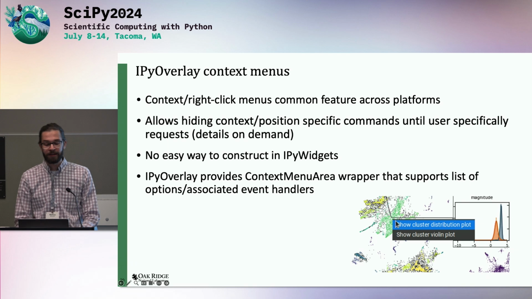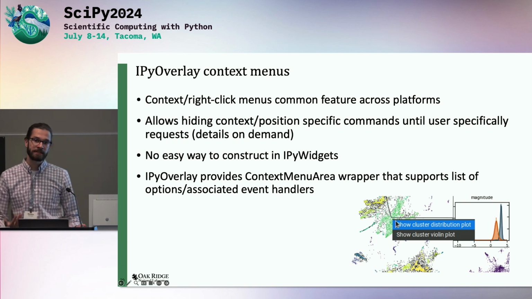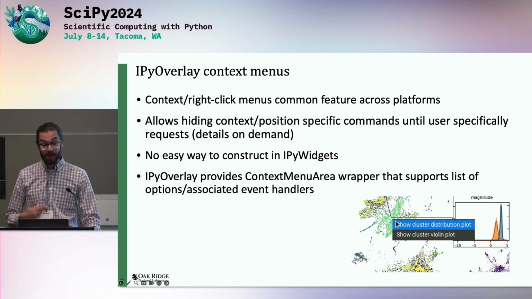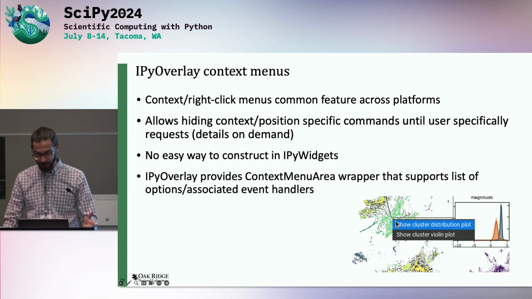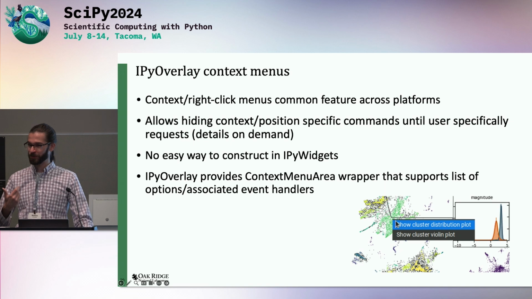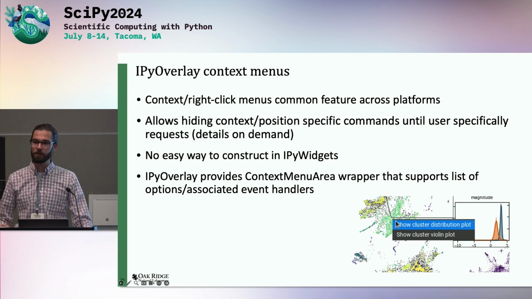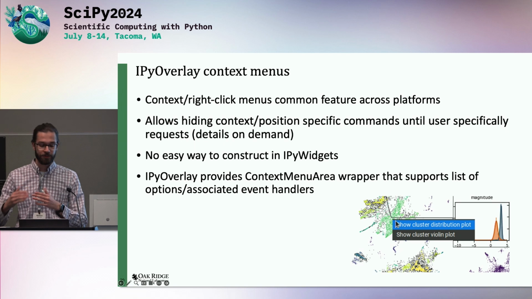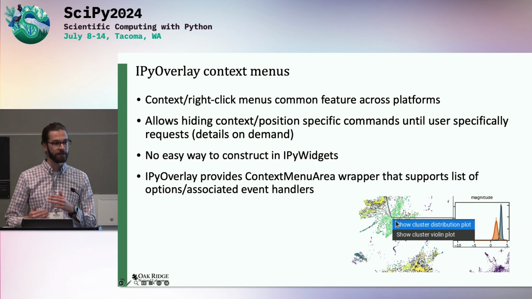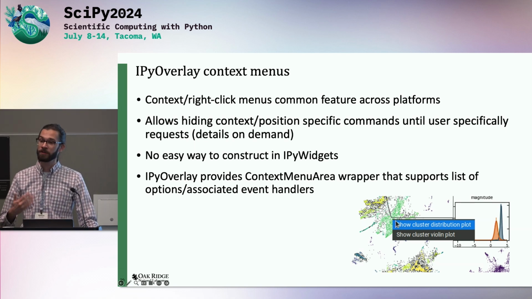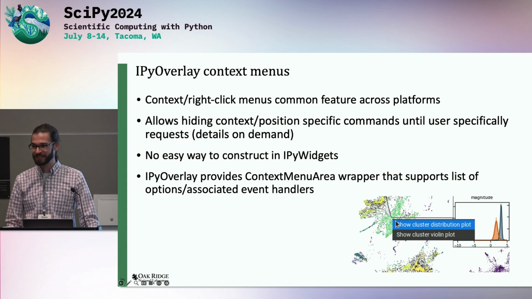And finally, we have context menus. This is a paradigm that is common across most computing platforms. Most desktop operating systems, most phones have the ability to have this sort of right-click menu. And this very much fits within the details on demand paradigm. You're hiding specific actions that may be context dependent or position dependent until the user specifically requests, hey, I want to take some action at this point.